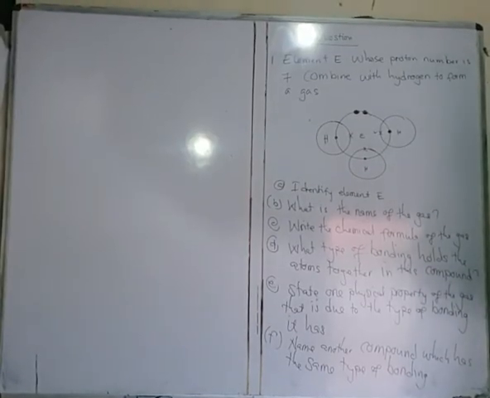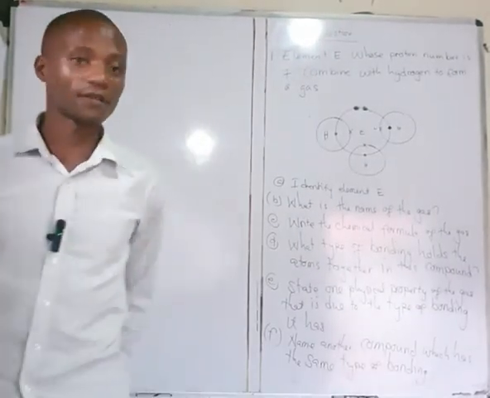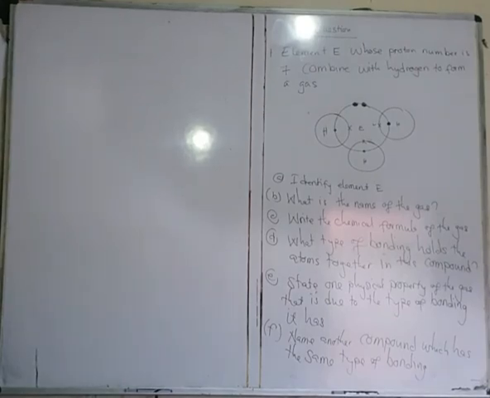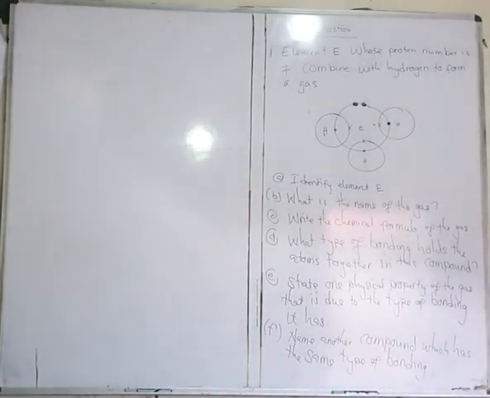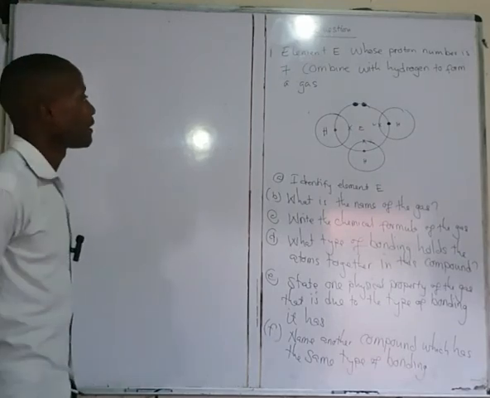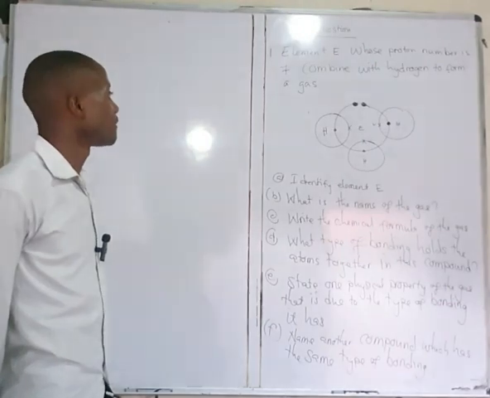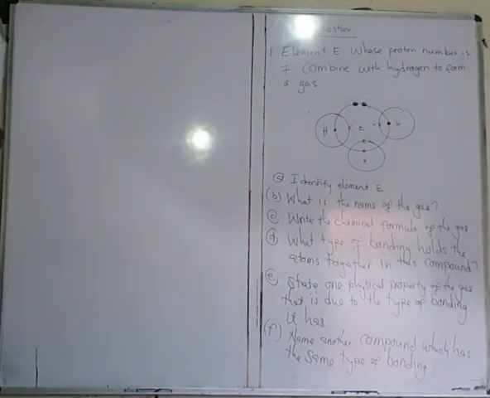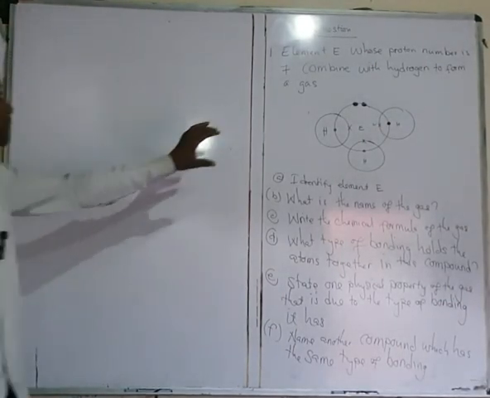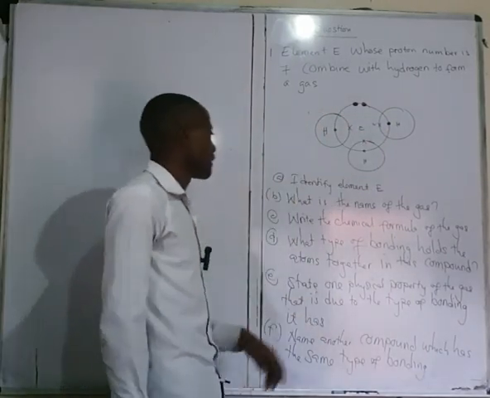Okay, so let's consider this example regarding bonding. Specifically, this structure is under covalent bonding, as we can see. Element E, whose proton number is 7, combines with hydrogen to form a gas. This is a gas which has been formed, the hydrogen combined with element E.